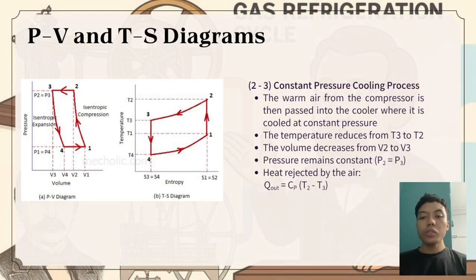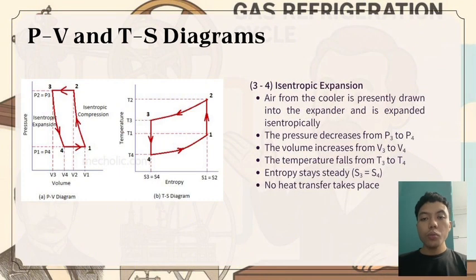Next, a constant pressure cooling process takes place from point 2 to point 3. The warm air from the compressor is then passed into the cooler, where it is cooled at constant pressure. The temperature and volume reduce, while pressure remains constant. Heat rejected by the air is given by heat capacity times the change in temperature between T2 and T3.